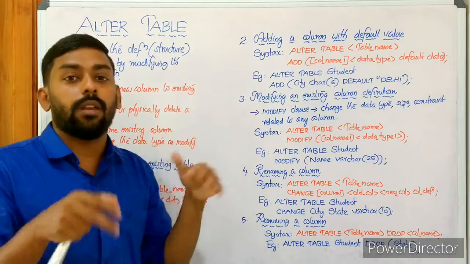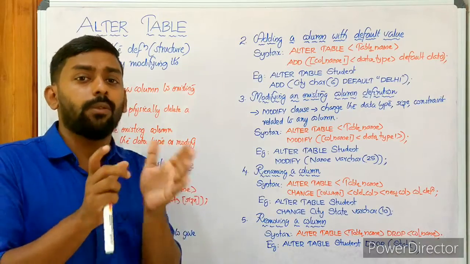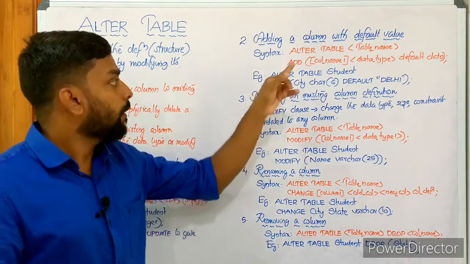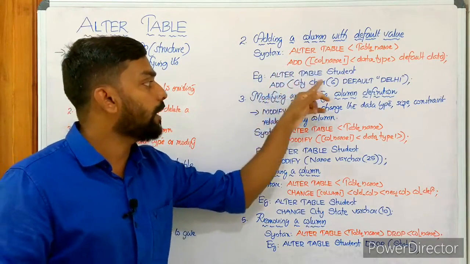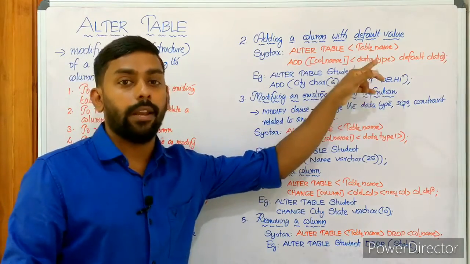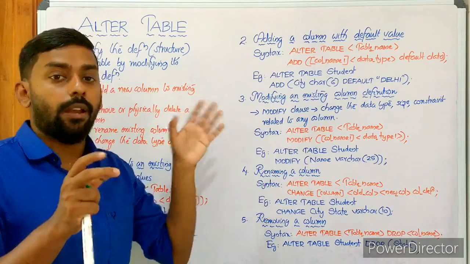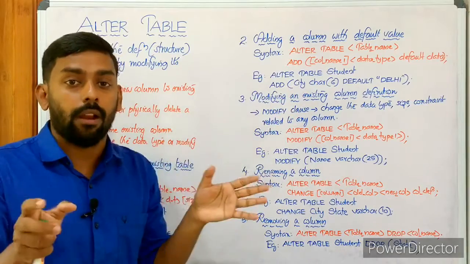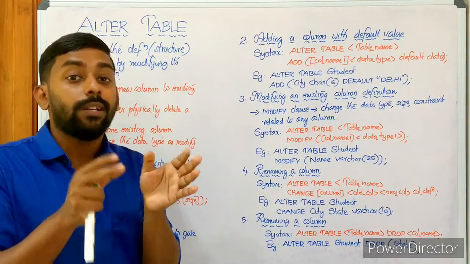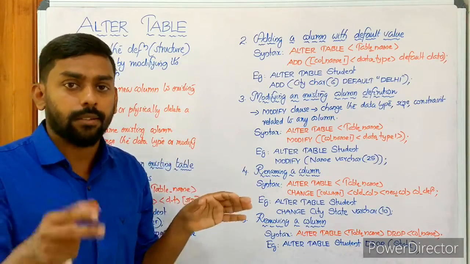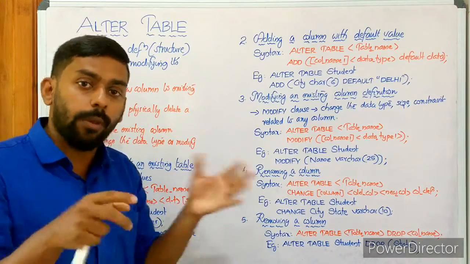The second one is giving a default value. We use the keyword default, and the command is alter table student, add city char 6, default Delhi. That means the value for city will not be null anymore; it will be set to Delhi for all the tuples. Just like giving our school name, which will be common to all the students.